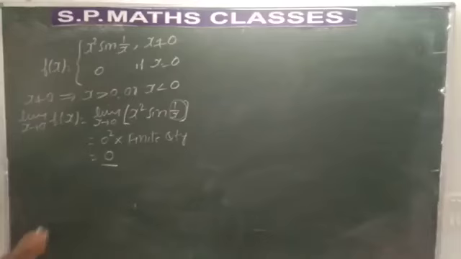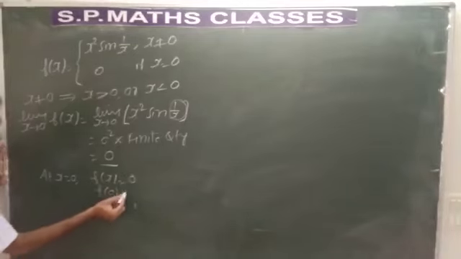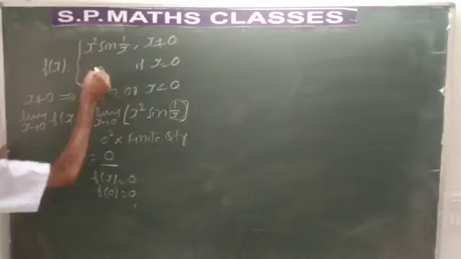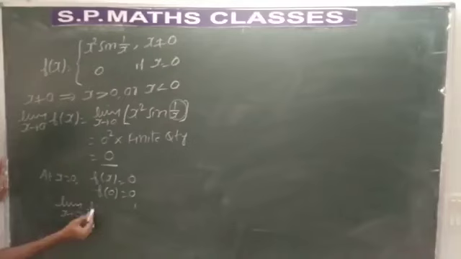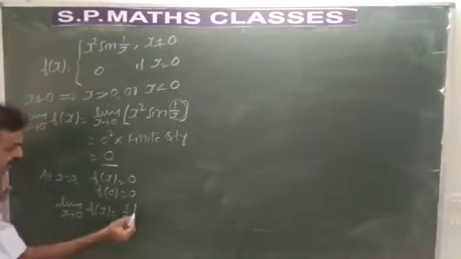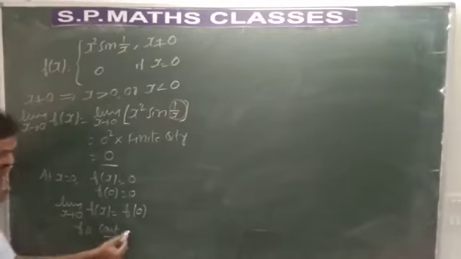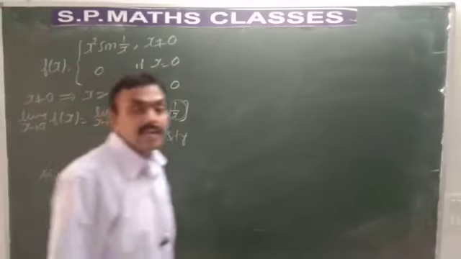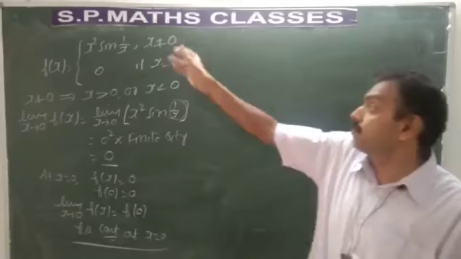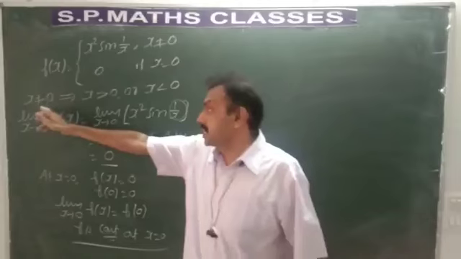And then at x equal to 0, f of x is equal to 0, so f of 0 is equal to 0. It is given. So I conclude that the limit as x tends to 0 of f of x is equal to f of 0, so f is continuous at x equal to 0. This is what the problem is. I think you have understood. x squared into sine 1 by x is given for x not equal to 0, and 0 for x equal to 0. So please understand this step.